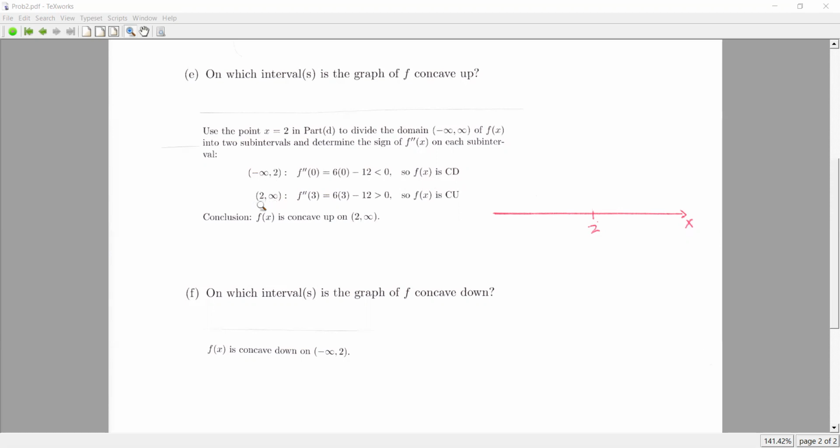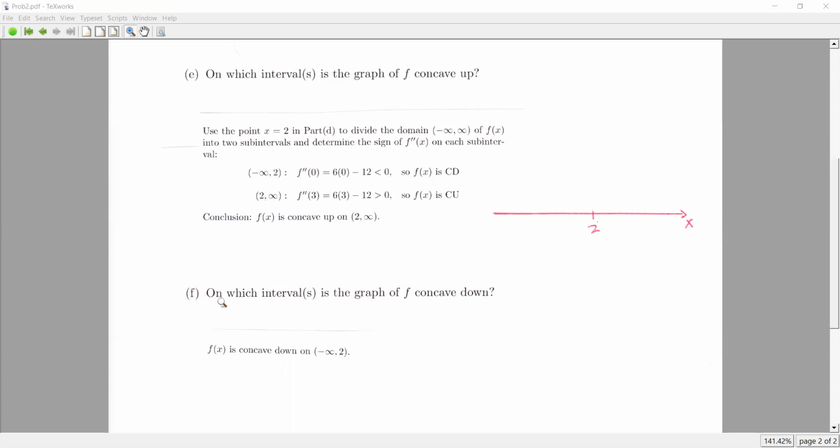Similarly, to determine the sign of the second derivative on this interval, I arbitrarily pick a point, say 3. Evaluate the second derivative at 3. Then I get positive. Therefore, the second derivative is positive everywhere on this interval. So the graph of f is concave up on this interval. Now, conclusion. Function f is concave up on the interval from 2 to infinity.